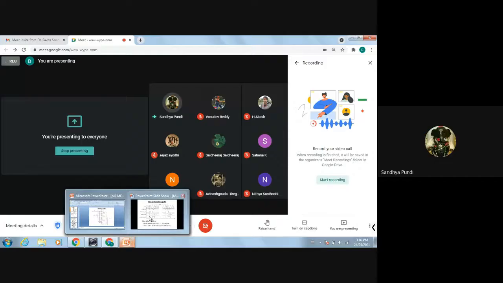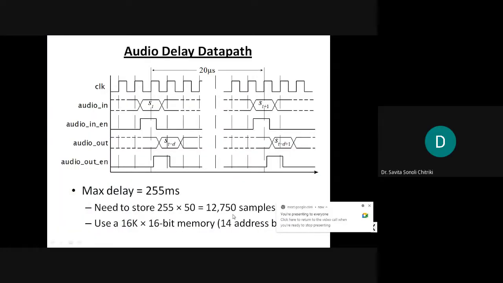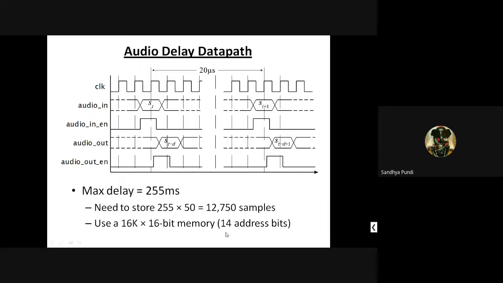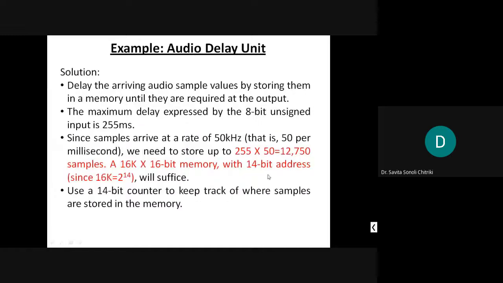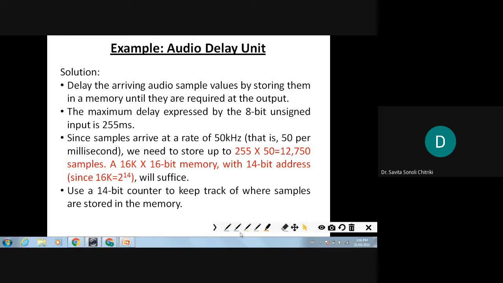Now, how do you get the 14-bit address? This is what we had calculated, right? Solution: since the samples arrive at a rate of 50 kilohertz, that is 50 per millisecond, so we need to store up to how much?